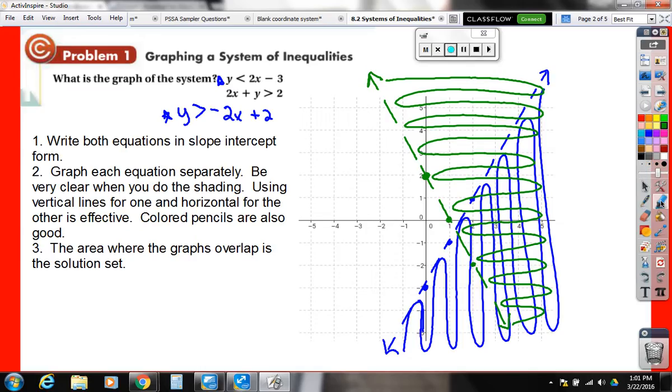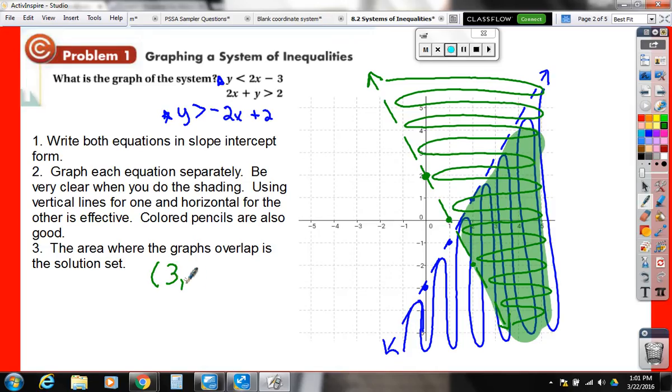Let me just highlight this. Isn't that pretty? Never used the highlighter before. So that's our solution set. Let's name what some possible solutions would be. Actually, let me ask you some. What about the point, whoops, hang on. I don't want that. Back to my pen.